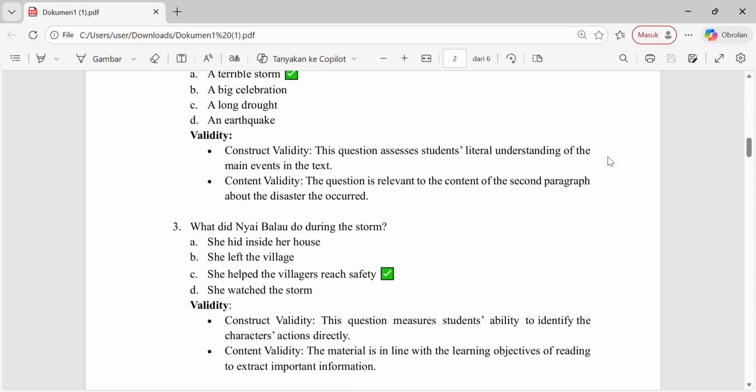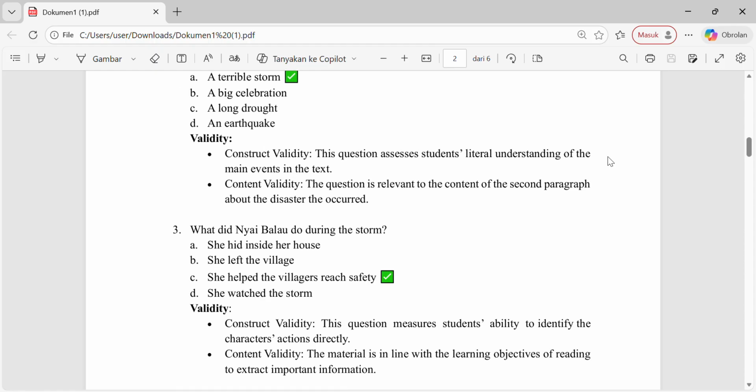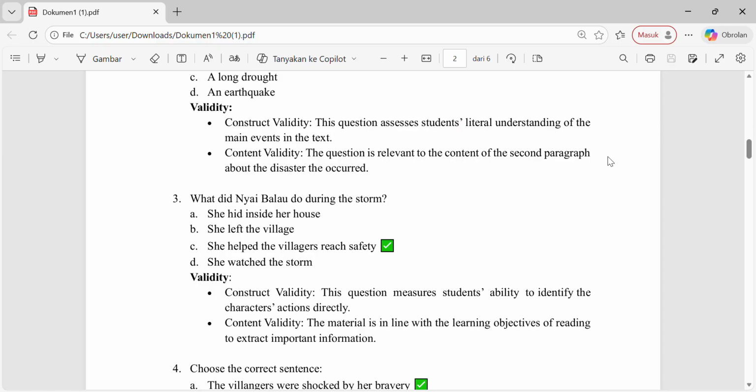Next, question number 3, the answer is C. This question tests students' ability to locate the character's action directly mentioned. Construct validity: this question measures students' ability to identify the character's action directly. Content validity: the material is in line with the learning objectives of reading to extract important information.